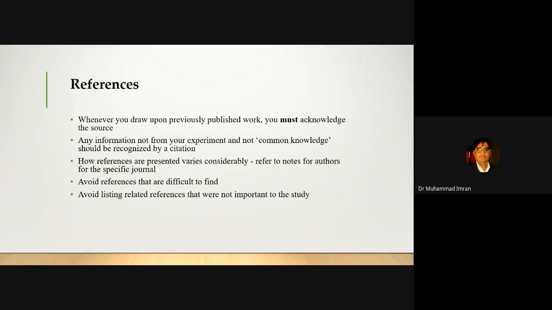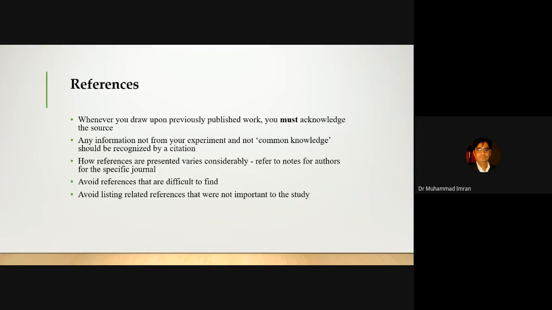References: if you have copied the methodology or you have done a comparison of your results with other scientists, then you have to give the references of those scientists from where you have taken the data. Whenever you draw upon previously published work, you must acknowledge the source from where you have taken the data. Any information not from your experiment or not common knowledge should be recognized by a citation. Okay, you have to give the citation of others' work.